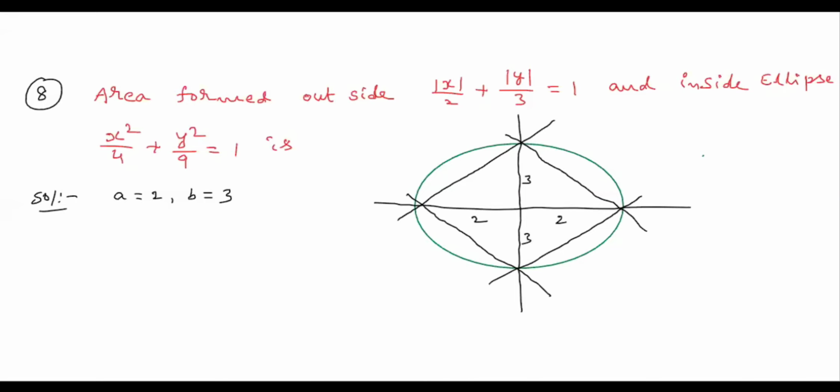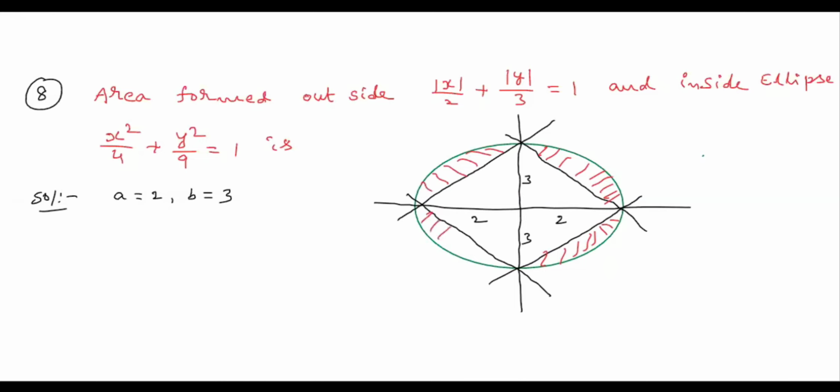Observe the line also. So mod x by 2 plus mod y by 3 is equal to 1. It forms a quadrilateral. But they are asking the area outside the quadrilateral and inside the ellipse. So what is the required area? This area is the required one. Now how to find that area?